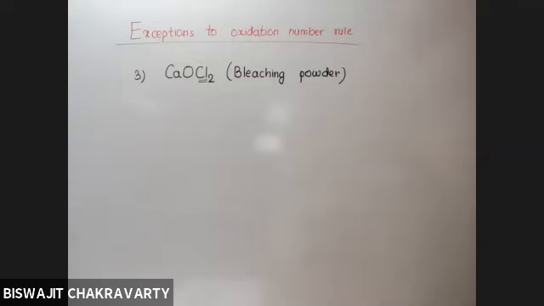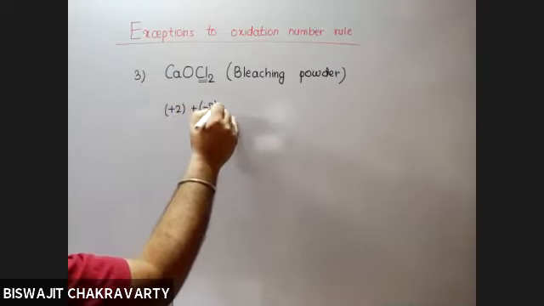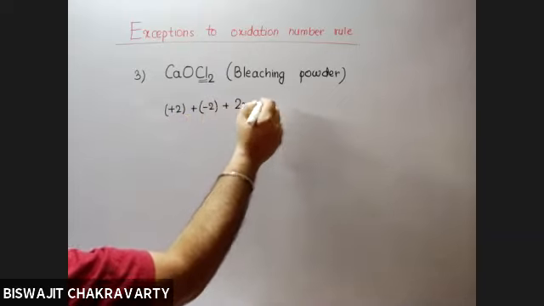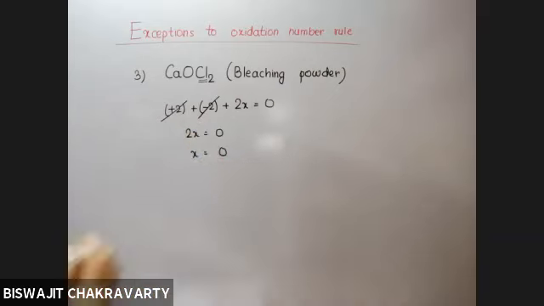Anyone who can clearly tell me? Chlorine should come out to be 0, isn't it? Yes or no? Yes, sir. Okay. Calcium plus 2, oxygen minus 2, chlorine 2x equal to 0. So 2x is 0, which means x is 0. So both the chlorine atoms are supposed to show oxidation number of 0. But actually it is not so.